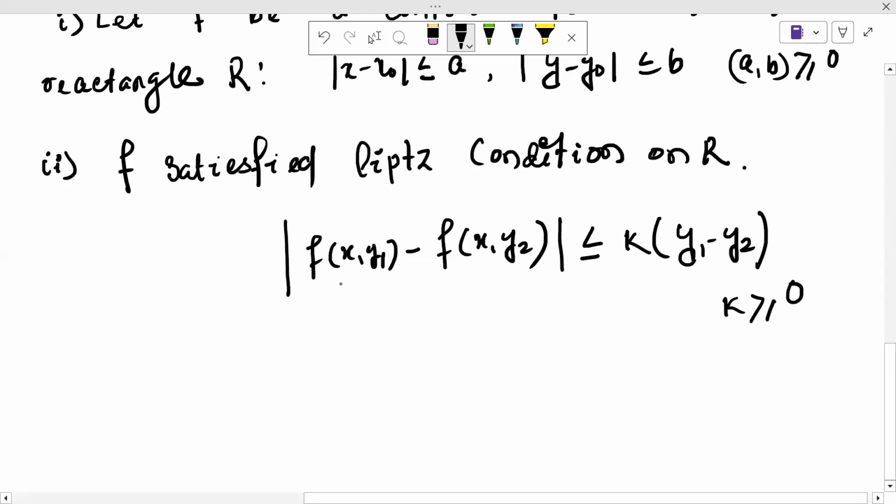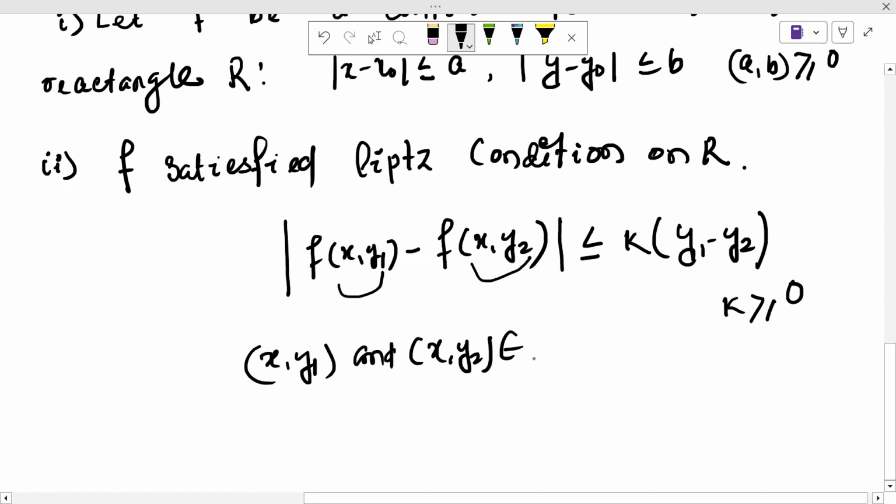See here, (x, y1) and (x, y2) both are real numbers. Right?